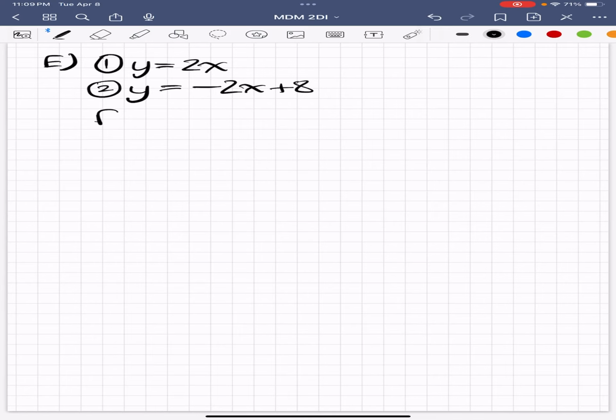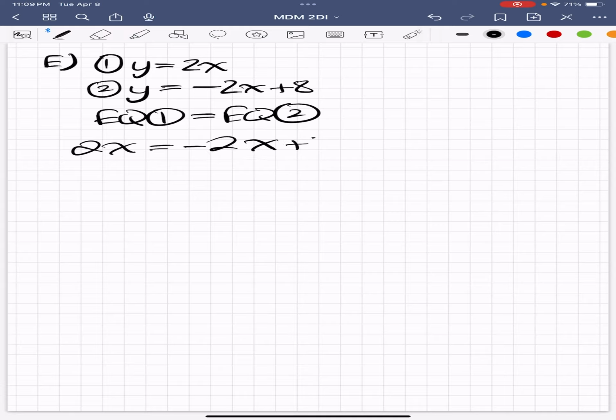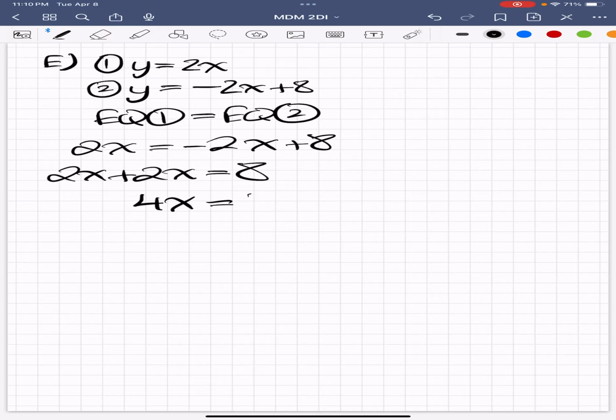So we have equation 1 equals equation 2. And then we have 2x equals negative 2x plus 8. 2x plus 2x equals 8. 4x equals 8. Divide both sides by 4. 4 is common on the top and the bottom, so they cancel out, and x equals 2.